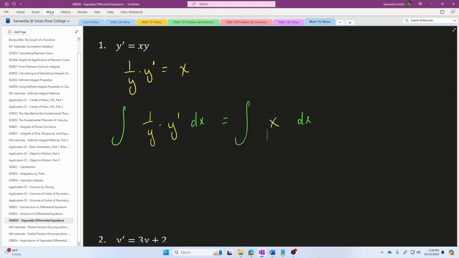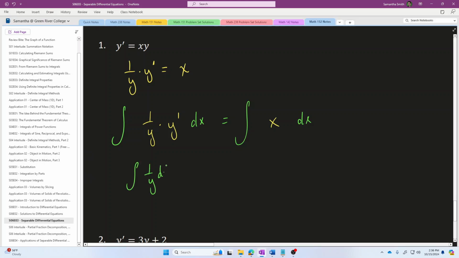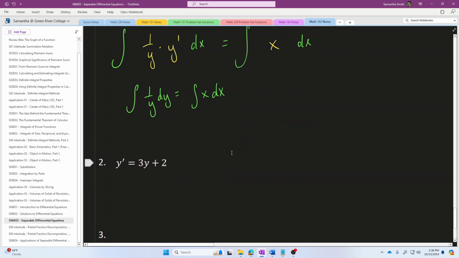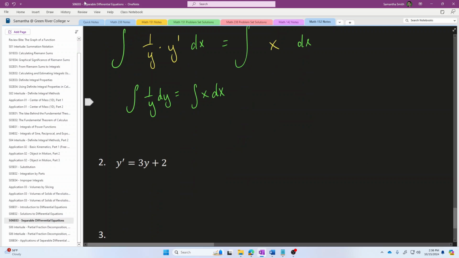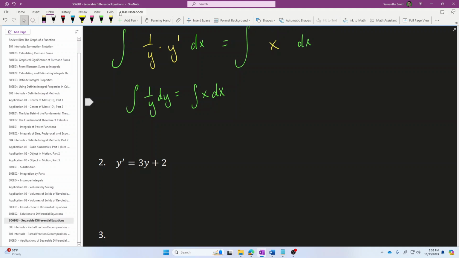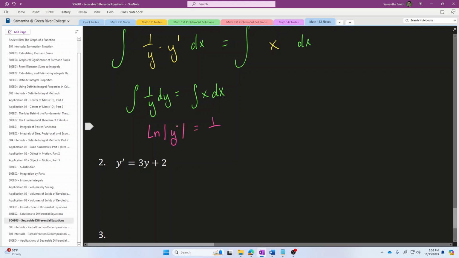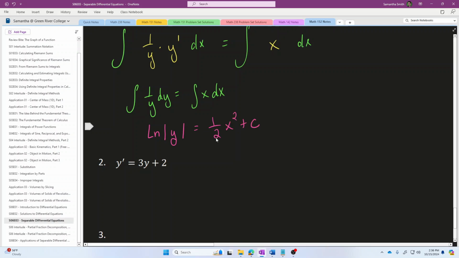Now on the left-hand side, this y prime dx becomes dy after simplification. And so on the left side, I have an integral containing only y's, and on the right side, I have an integral containing only x's. I integrate the expression on the left, and I get natural log absolute value of y. I integrate the expression on the right, I get 1/2 x squared plus c, including the c in the right integral.